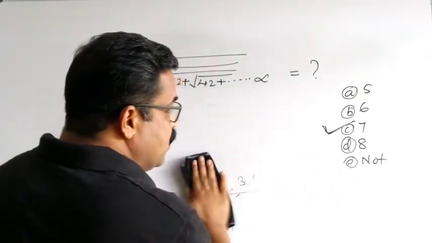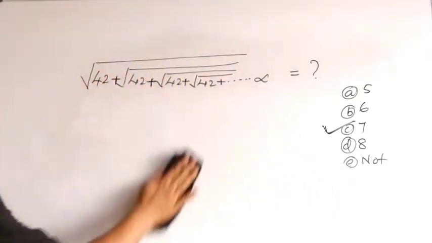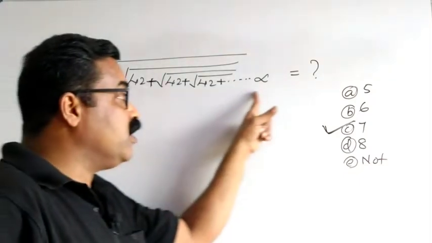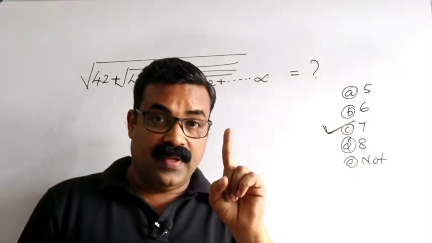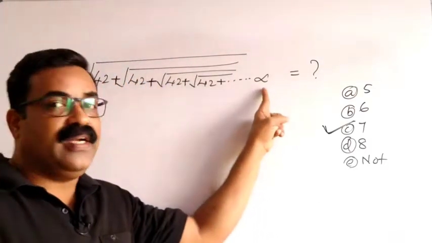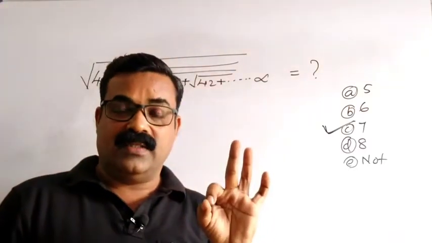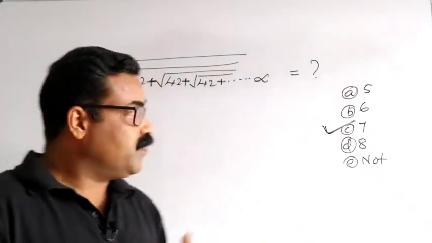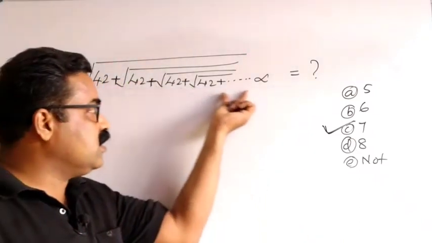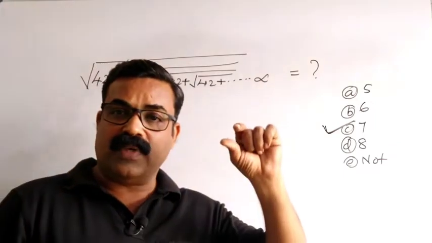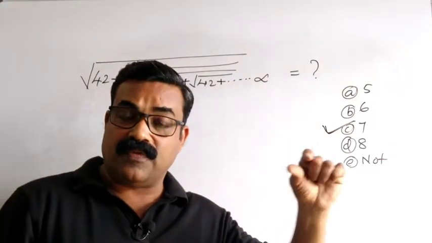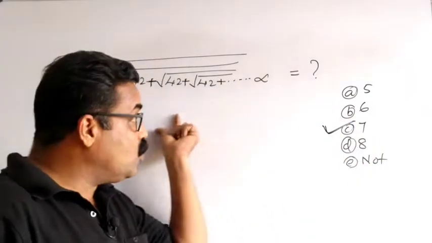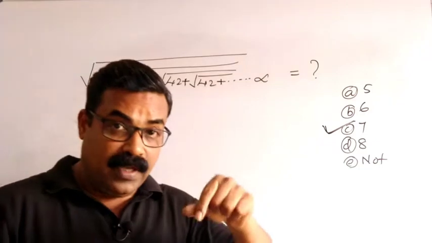Understand very, very clearly. Let me explain this question once again for those who did not understand the concept. Ensure that the series is up to infinity. First thing, if the series is not up to infinity, we cannot apply this. If it is not up to infinity, what will we do? We will see it in the coming questions. Ensure that this series is up to infinity: root 42 plus root 42 plus root 42 plus root 42 up to infinity. Only for series up to infinity can we apply this trick.